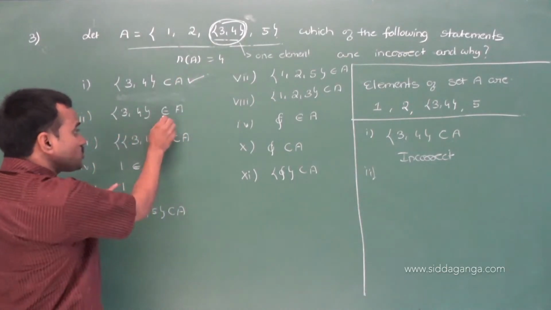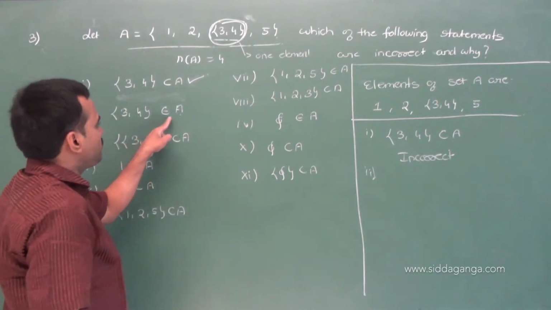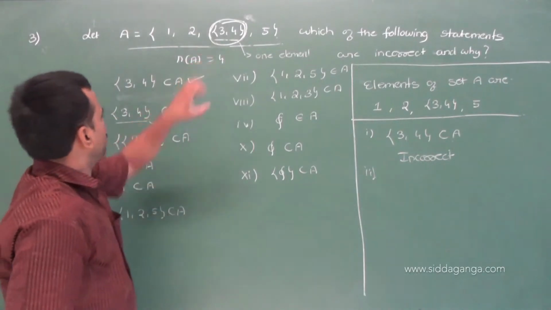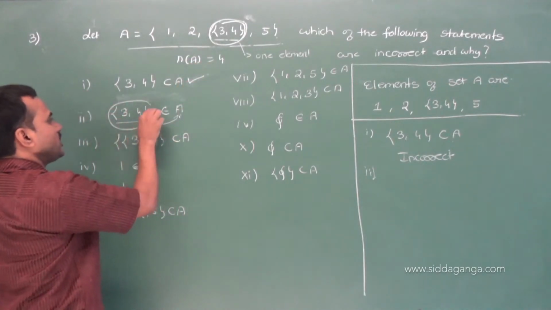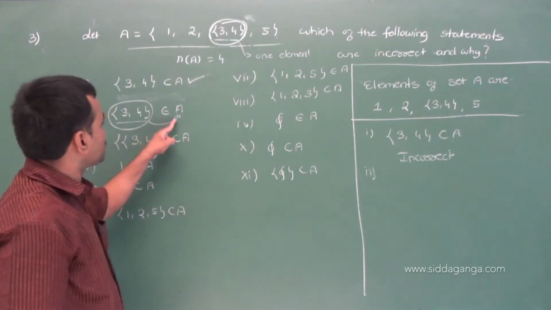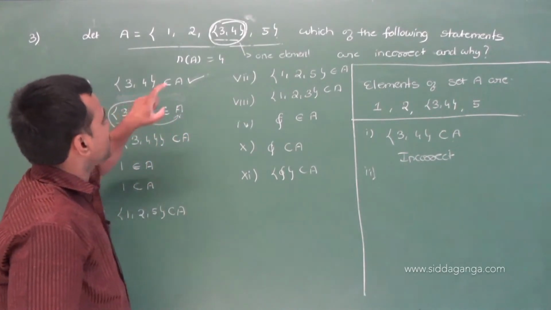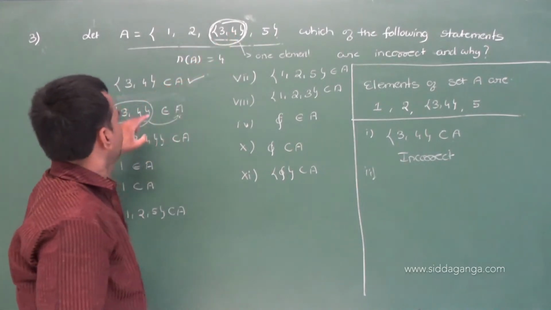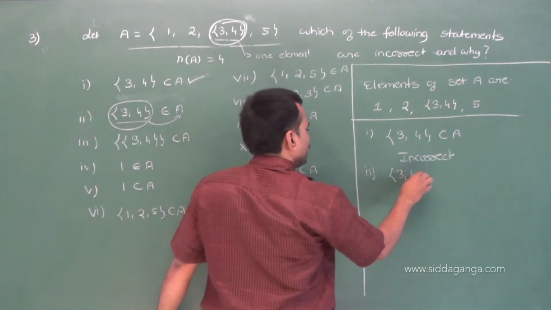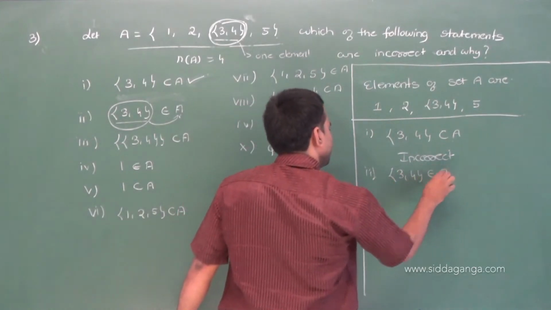3, 4 belongs to A. So belongs to A means it is a member of the given set A. Yes. O, this complete element we call it as O. O belongs to A. Understand? O belongs to A. O, now one element is there. So 3, 4. O is an element there. So 3, 4 belongs to A. It is correct.